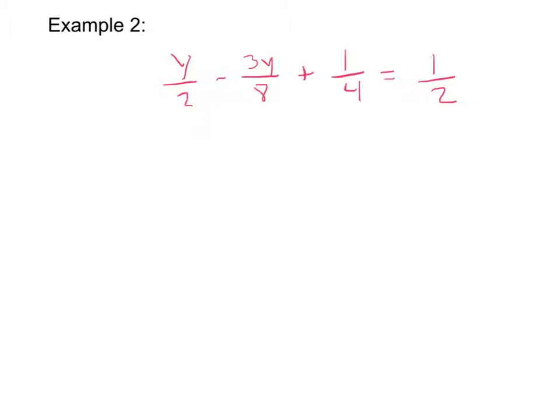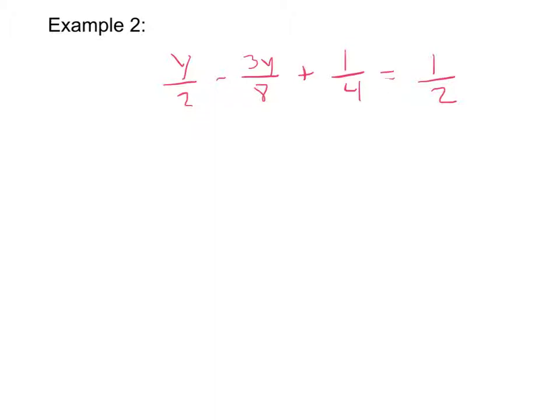You could have gotten common denominators here. So the common denominator between 2, 8, 4, and 2 is 8. We would multiply this by 4 and this by 4. We'd multiply this by 2 and this by 2 and this by 4 and this by 4. And we get 4y over 8 minus 3y over 8 plus 1/8 equals 4/8. Then we can combine like terms and solve it. Let's do something a little bit differently.